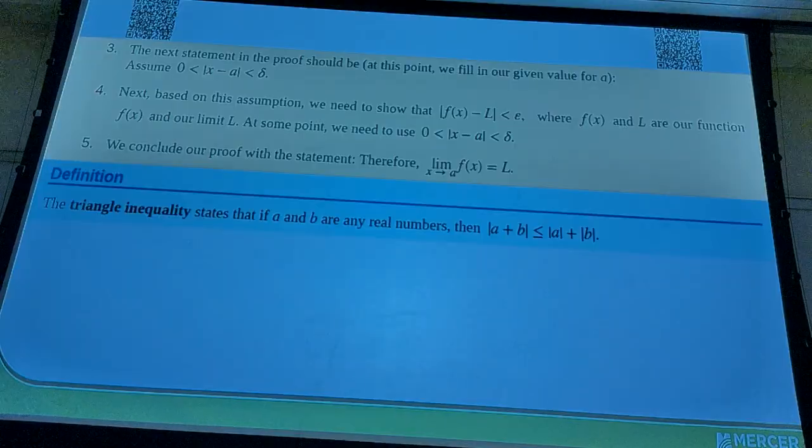Something that we will be using a lot is the triangle inequality, which you should be familiar with. It simply says that for all real numbers a and b, the absolute value of the sum of the numbers is less than or equal to the sum of the absolute values.